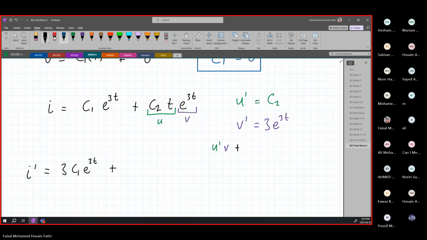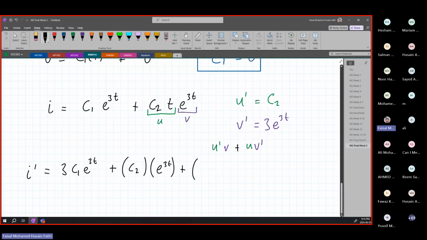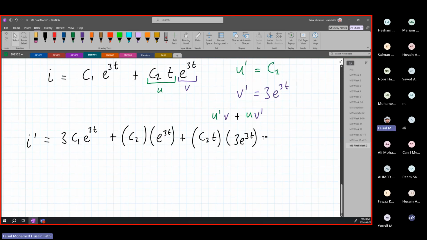The differentiation of this is going to be u prime v plus u v prime. So that's what we are going to be plugging in here, our differentiation for that. The first one is u prime, which is C2. Our second one is v, which is e to the power of 3t, plus u, which is C2t, v prime, which is 3e 3t. And that's it. Keep it in this form. Do not simplify anything yet.